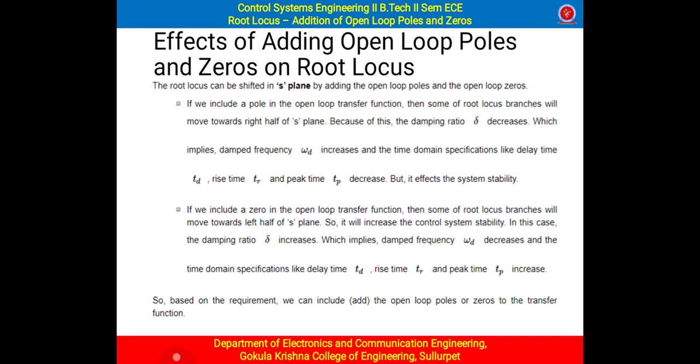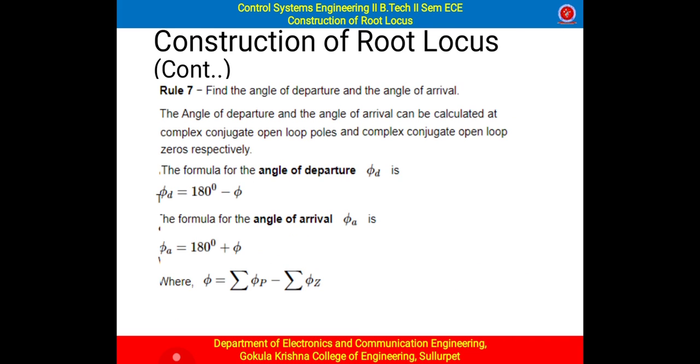So this is the process of construction of a root locus. Basically it involves calculation of the number of poles and zeros, locating them on the S-plane, finding the centroid, finding the angle of asymptotes, then calculating the breakaway and break-in points, and finally the angle of departure and arrival.